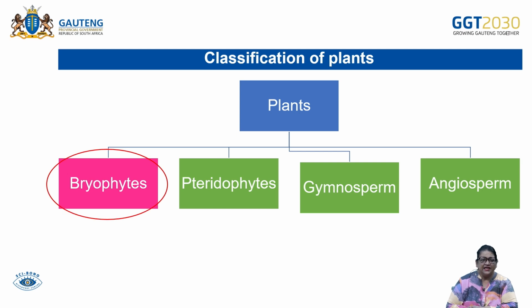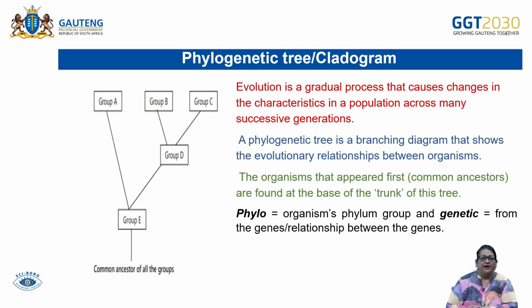The bryophytes are your mosses, and then you're going to look at a phylogenetic tree, which is very important and it's always tested in the June exam. What is a phylogenetic tree? Remember, the word phylo means a group of organisms, and genetic means the genes. What are the characteristic genes that that group of plants has? Specific kinds of characteristics.